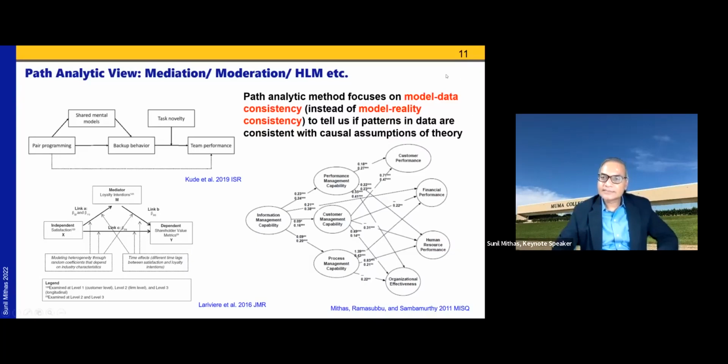And again, this is just showing you some of my published work and some of the diagrams from there. So for example, I wrote a paper in 2011, and this is the paper that actually uses data from the Tata Group, where I worked for about 10 years. And in this paper, we looked at the effect of information management capability on 4 dimensions of firm performance: customer performance, financial performance, HR performance, and organizational effectiveness.